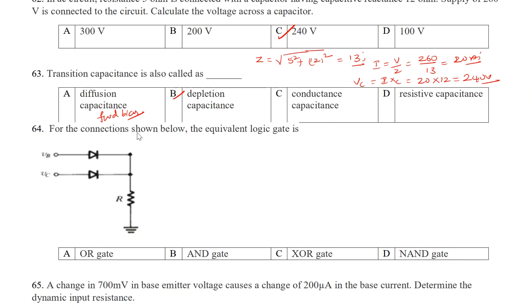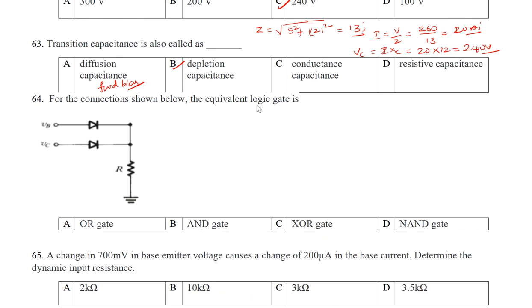Next one, 64th question here. For the connection shown below, the equivalent logic gate is an OR logic gate. Either one can operate and it will give the output.